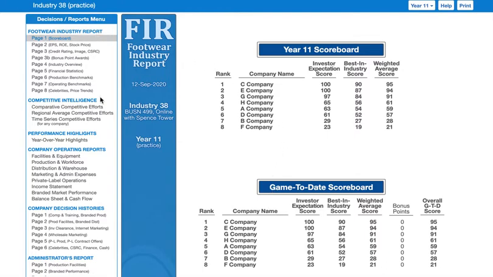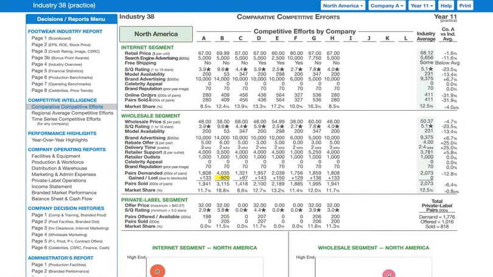Then one of the other main areas that I would recommend you look at is down here, these comparative competitive efforts. If you were to click on that, right now we are looking at the North America information. You can see that they also have specific and different information for all 4 world regions. But since we largely had to focus on North America in that first round, I'm going to just focus on that. So you can see where you are, your numbers, and how they compare to your competition.